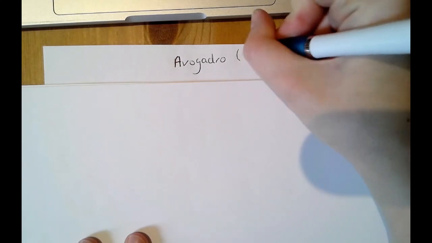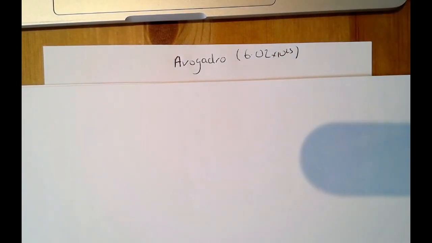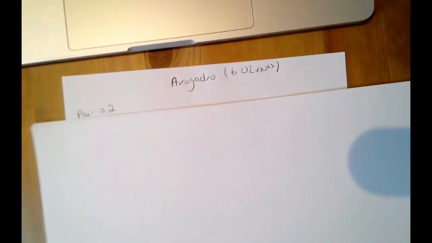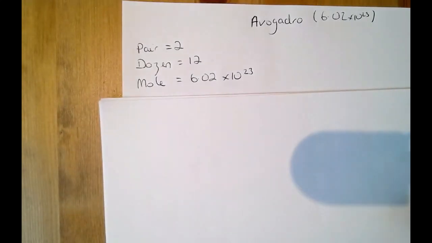The first one is the use of Avogadro's constant, 6.02 by 10 to the 23. You'll be given this number in the exam. If you're given it in a question, you have to use it. If you're not given it in the question, you do not need to use it. In order to explain how Avogadro's constant works, I'm just going to look at some everyday examples, okay?